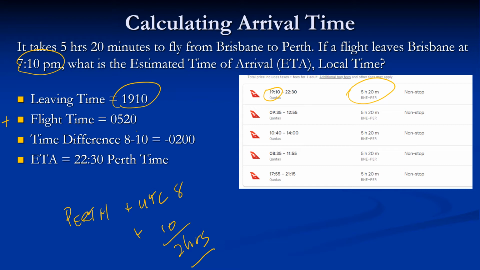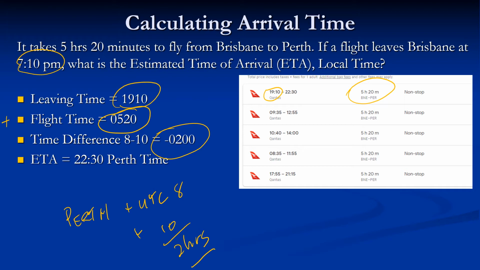Now that means we're going to say, what is it? 19:10, that's when we're leaving, plus the 5 hours and 20 minutes. Now because we are heading which direction? We're heading west. We are going back in time, so we are minusing time. So it's essentially 3 hours and 20 minutes.